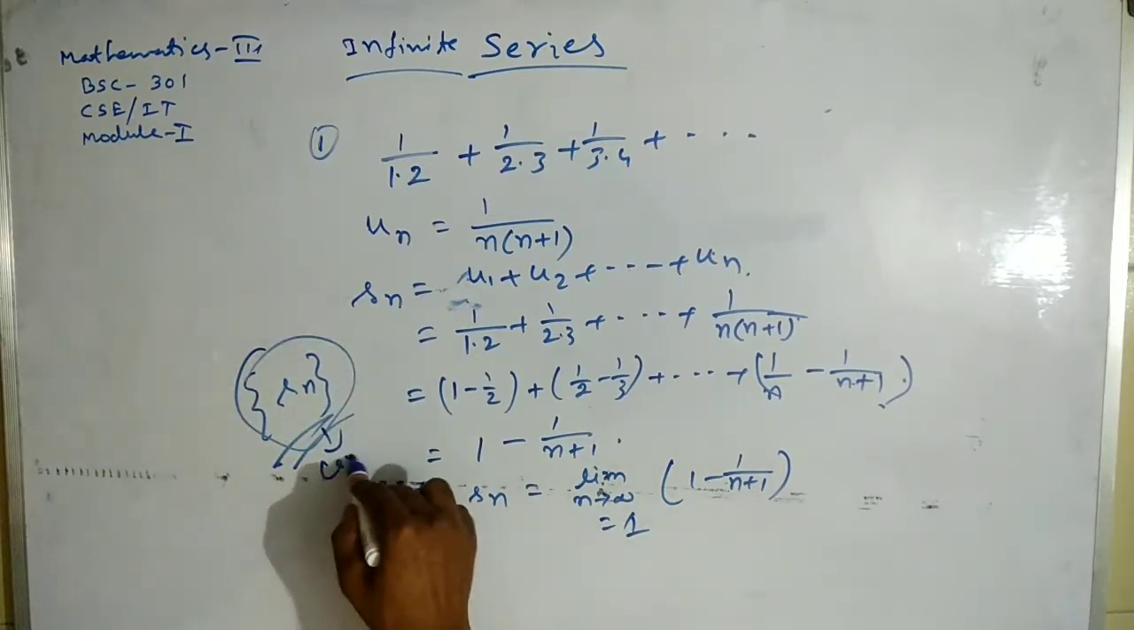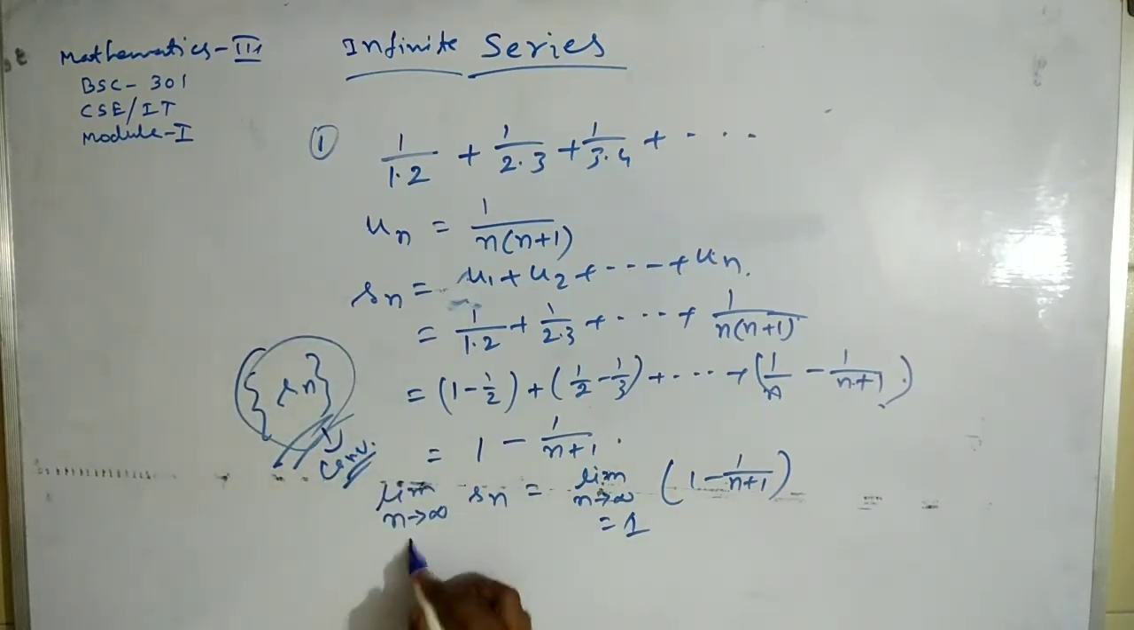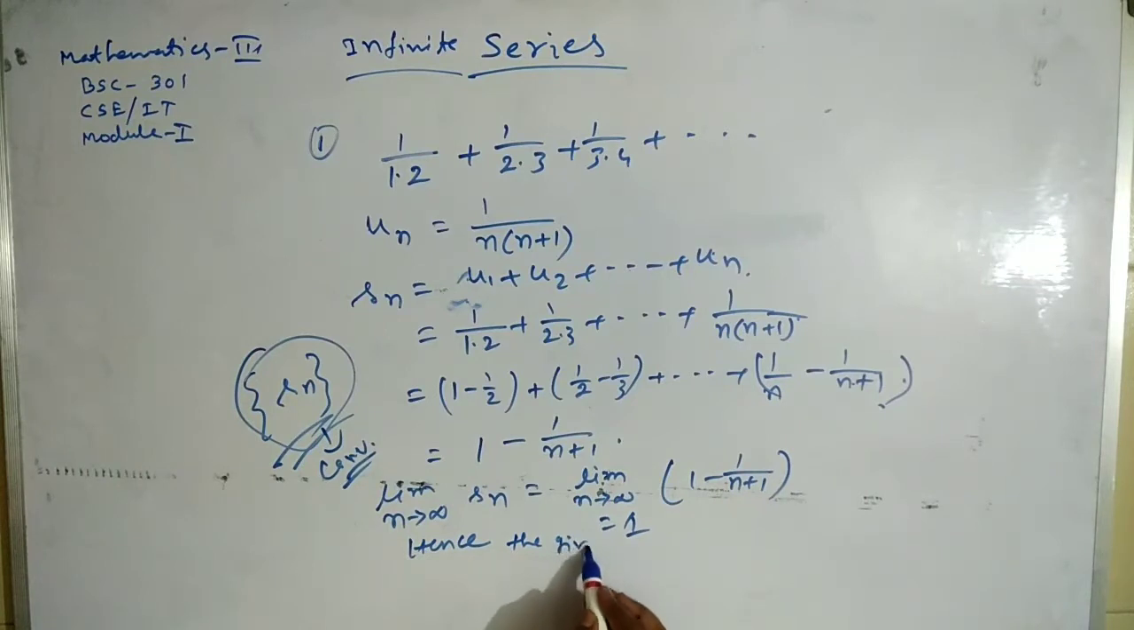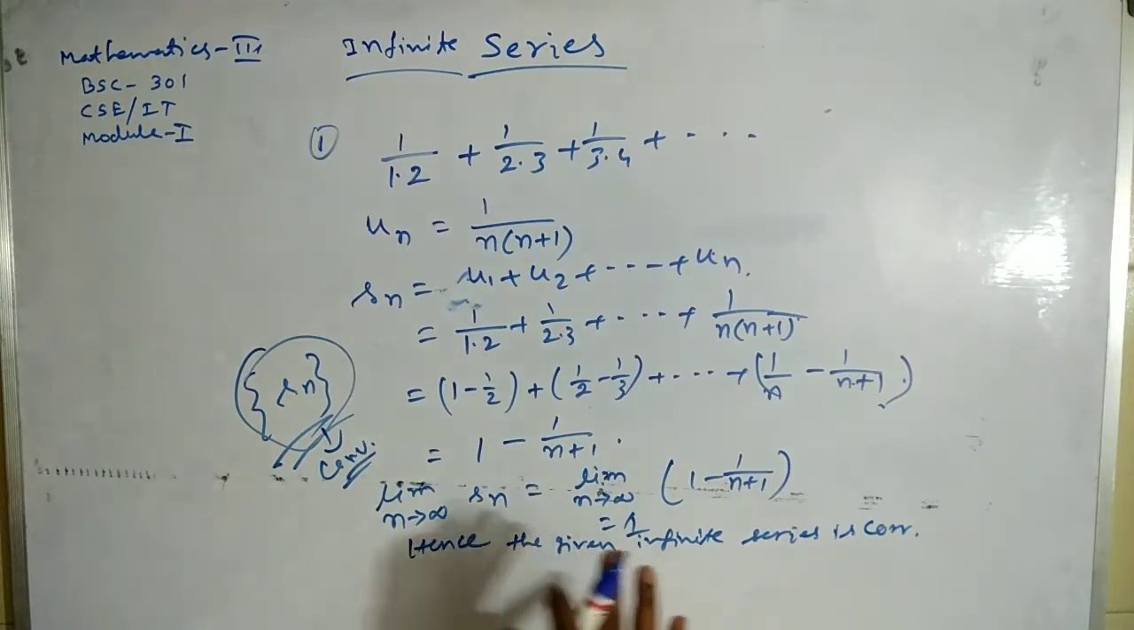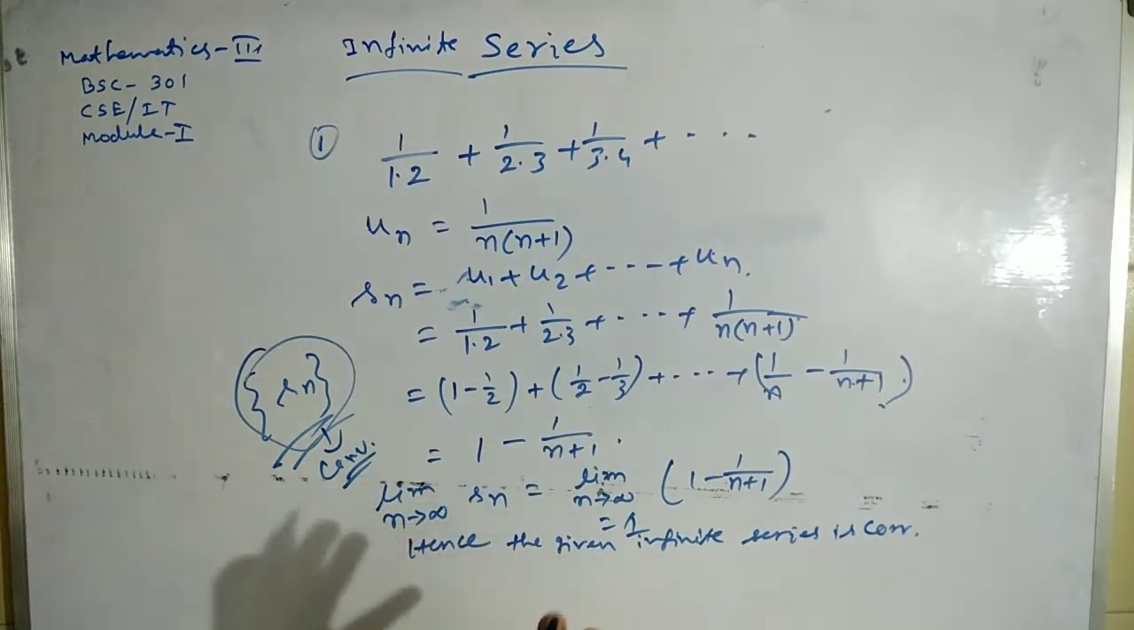This sequence is convergent, and hence we can say that the given infinite series is convergent. Okay, so this is the procedure for checking whether an infinite series is convergent or divergent, using the definition of series. Now I will give you the second example.